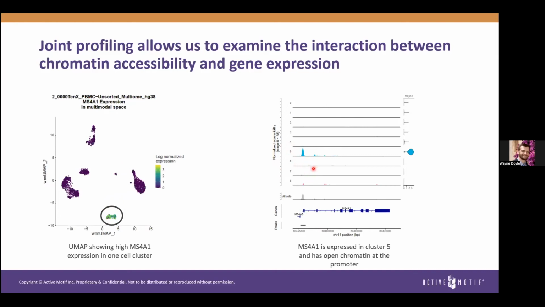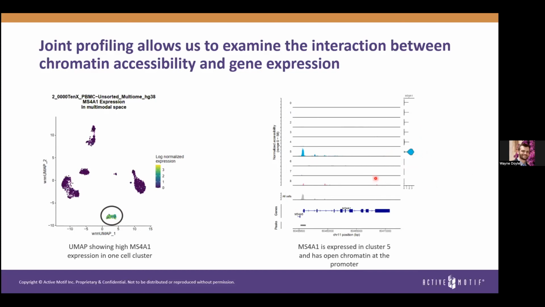This makes sense. We want the promoter to be open so RNA polymerase can come in and lead to the generation of the transcripts that we're detecting here. This violin plot here is actually showing the gene expression. So we have open chromatin and we have high gene expression.